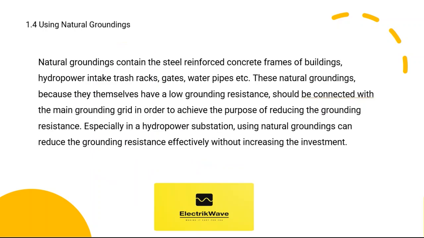Let's see technique 1.4. Using natural groundings. Natural groundings include the steel reinforced concrete frames of buildings, hydropower intake trash racks, gates, water pipes, etc. These natural groundings, because they themselves have a low grounding resistance, should be connected with the main grounding grid, in order to achieve the purpose of reducing the grounding resistance. Especially in a hydropower substation, using natural groundings can reduce the grounding resistance effectively without increasing the investment.